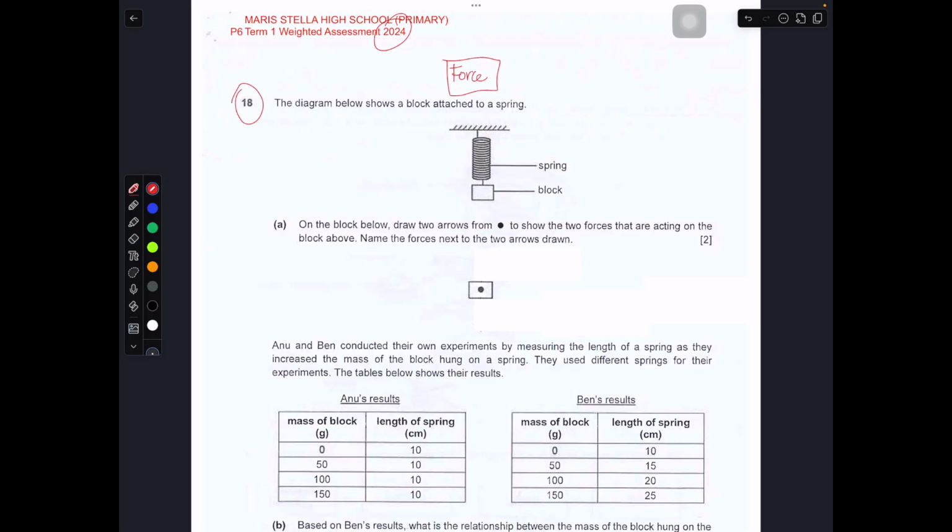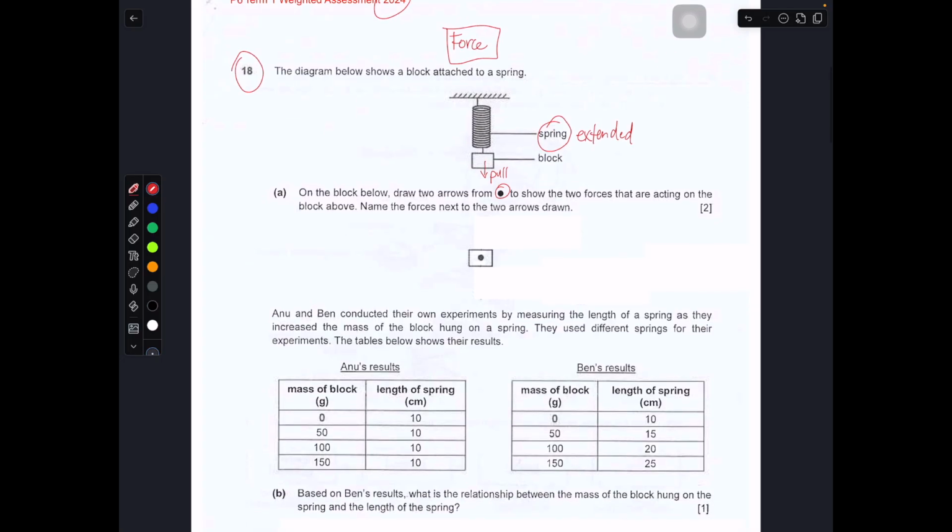So the block is actually pulling it down, and the spring is being extended. On the block below, draw two arrows from the dots to show the two forces that are acting on the block. Name the forces next to the arrow.